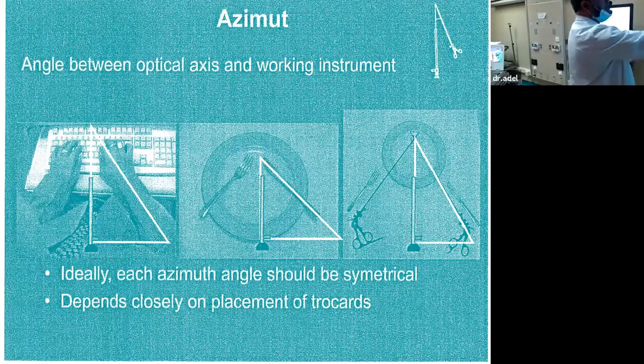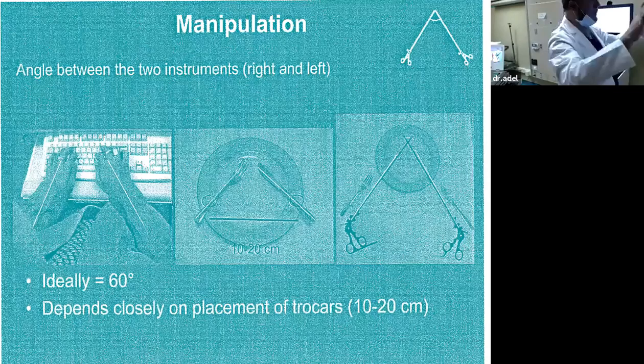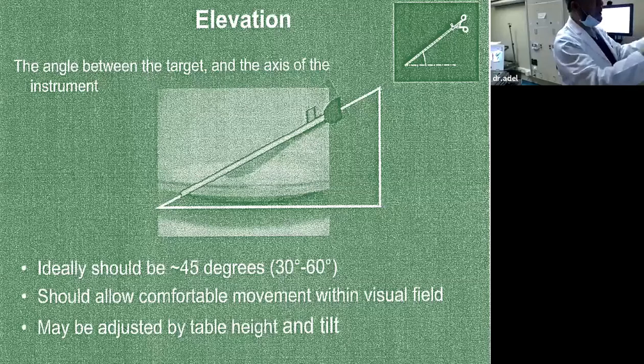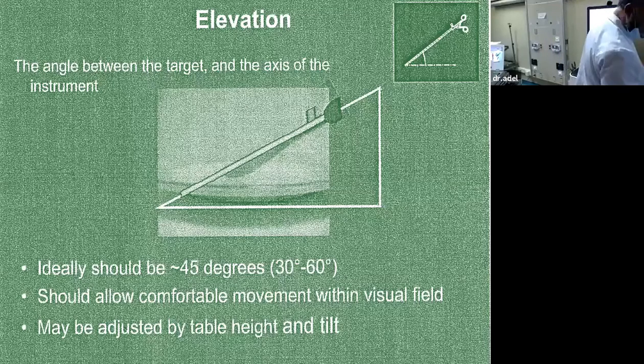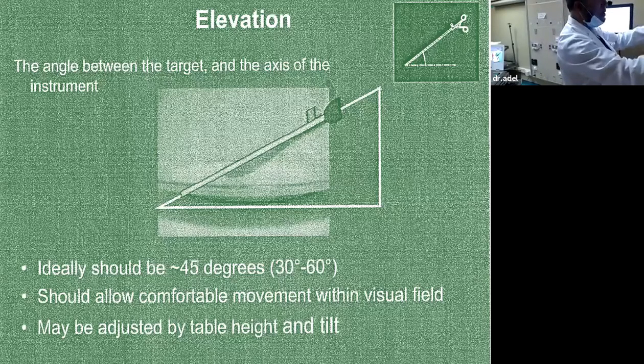Now, this is what I just explained: 10 to 20 centimeters, and the ideal 60 degrees. Again, if I put the camera, I have to have the visual field complete. No blind end at all. Complete visual field. And this will allow comfortable movement within the visual field. Again, this is the on-axis, so that I can see the trocars on the field.